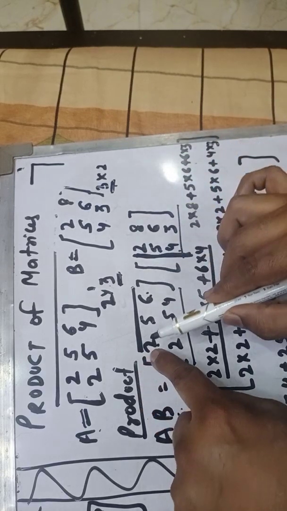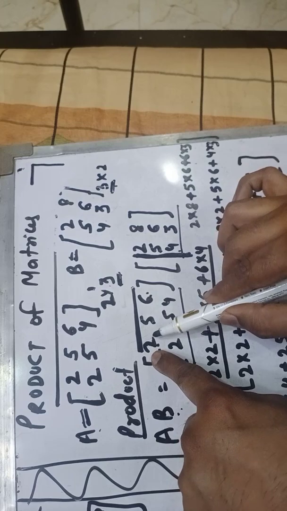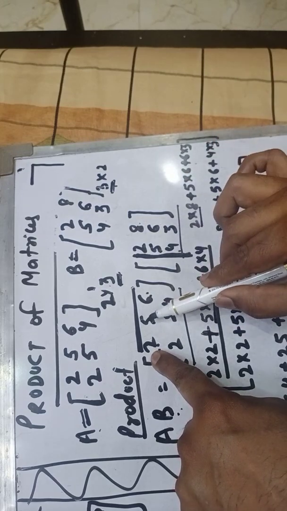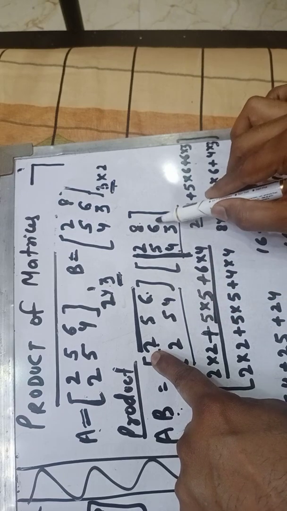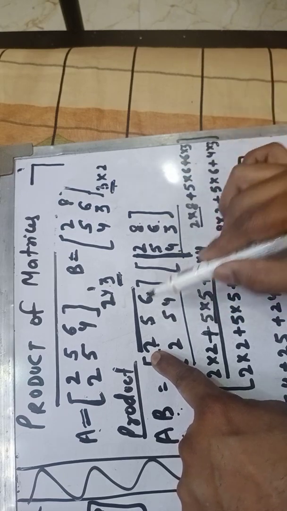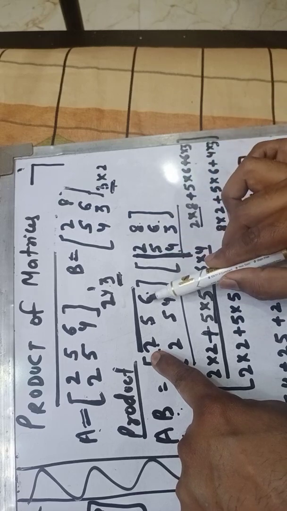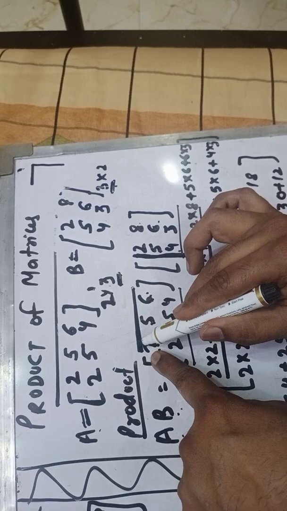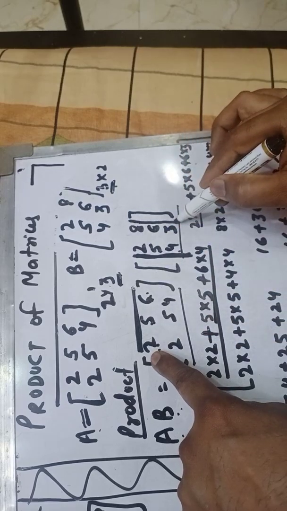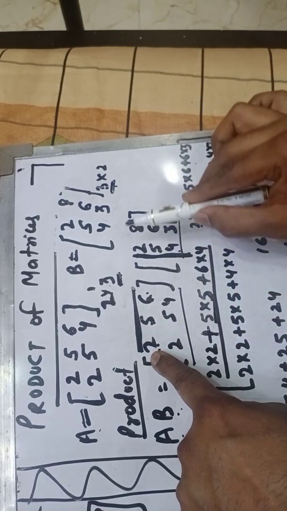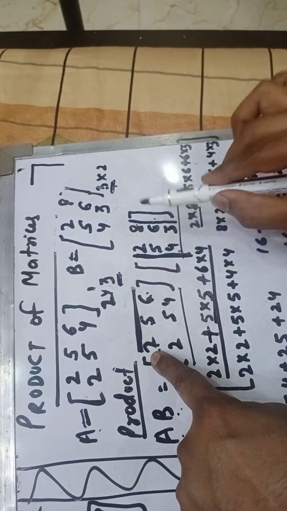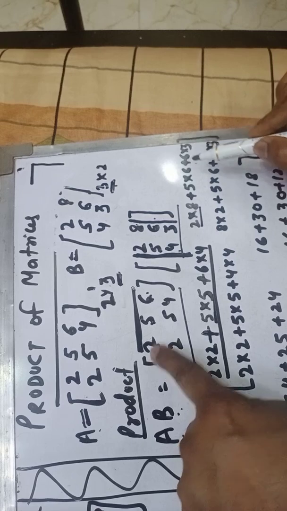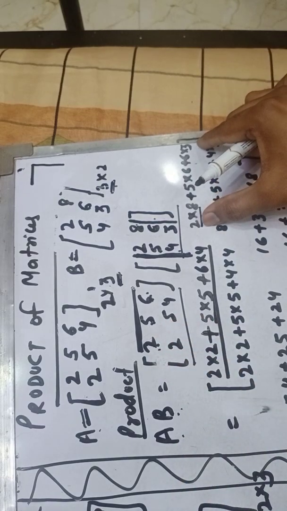Again, you take the first row: 2 multiplied by 8, 2 into 8, plus the second element, 5 into 6, plus 6 into 3. That means again you make a 7 and take this column out now. So 2 into 8, 5 into 6, 6 into 3, and you have to put a plus sign in between all of these. So you will get this term.